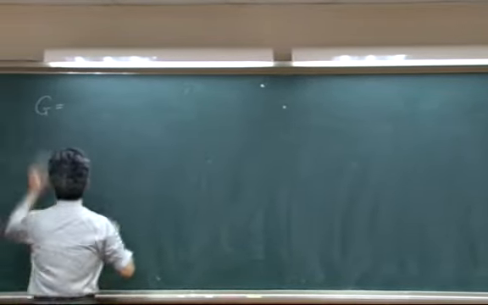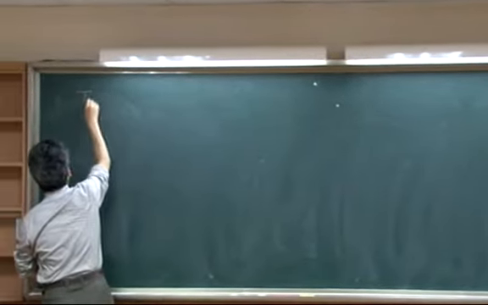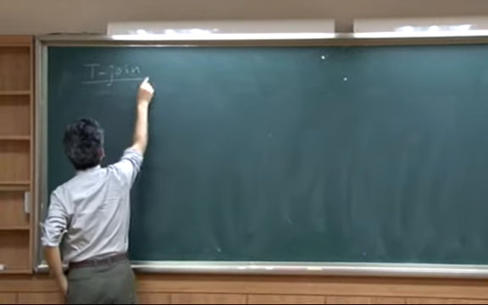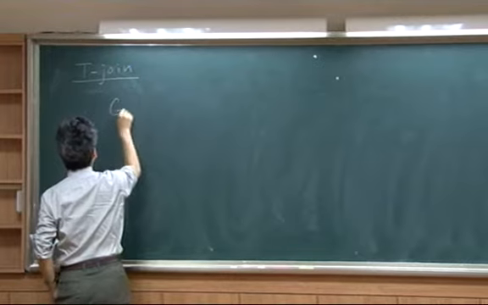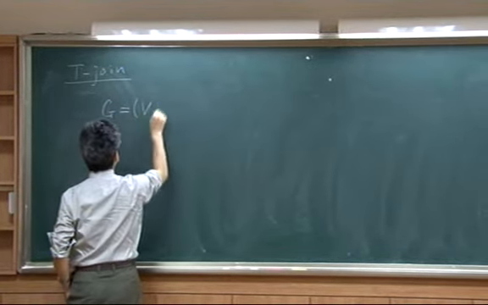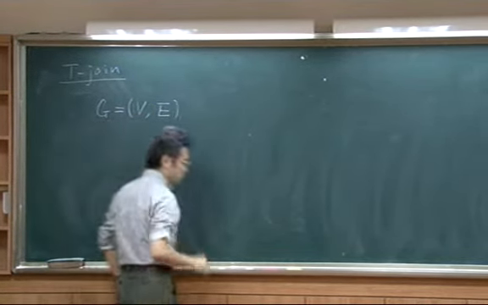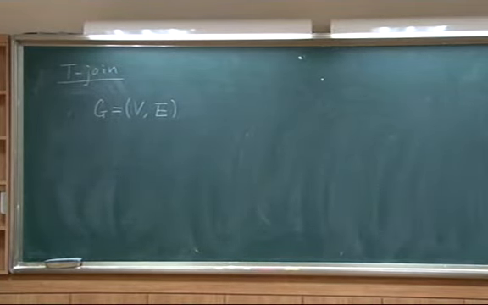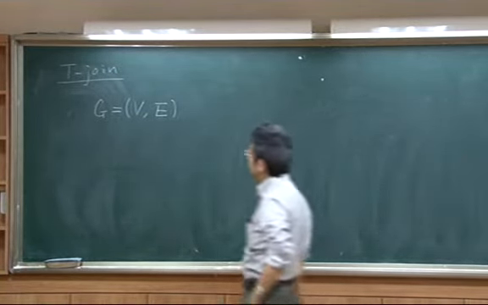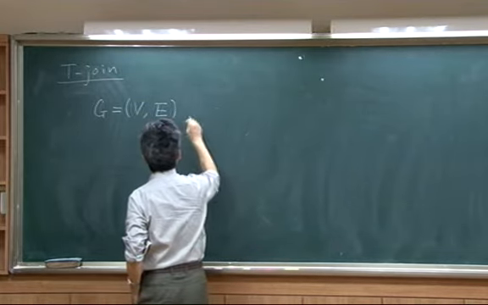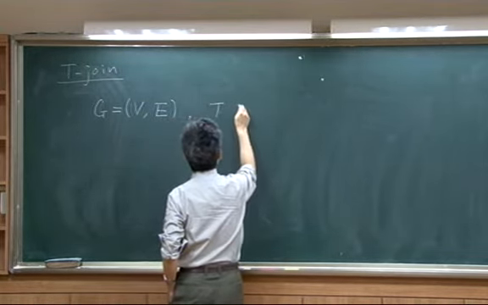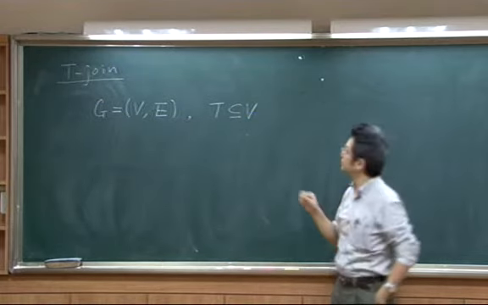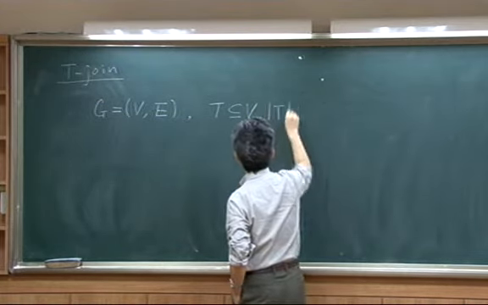Okay. So I should write: a T-join is a concept on undirected graphs. So here we use the notation of the vertex set V and edge set E. Now, in addition to the graph, we are given T, which is a vertex subset of even cardinality.